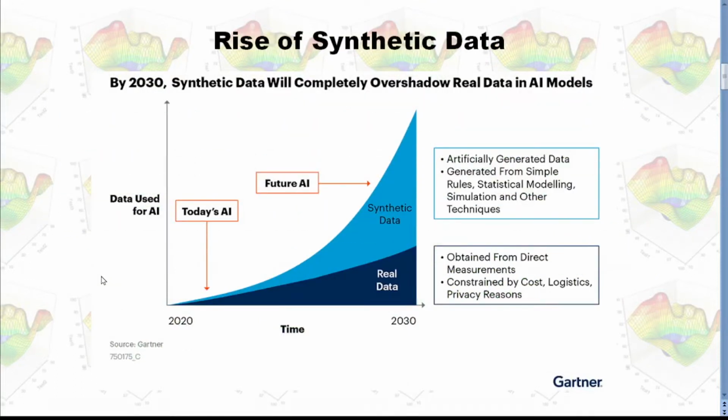Both real data and synthetic data are being used in AI models. Let's take a look at this graph. The dark blue stands for real data, and the light blue stands for synthetic data. Now we are here. You can see we are using more real data than synthetic data. But when we get into 2030, you can see synthetic data will completely overshadow real data in AI models.